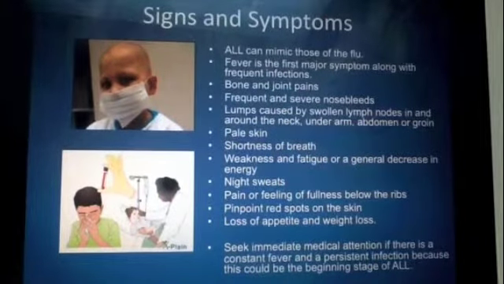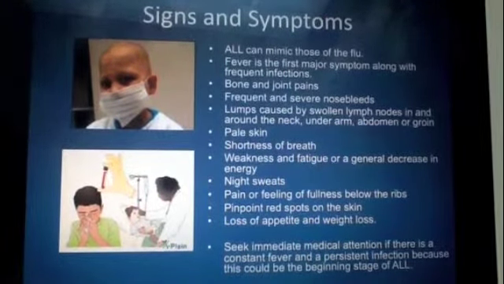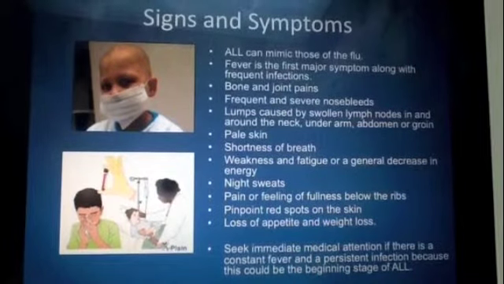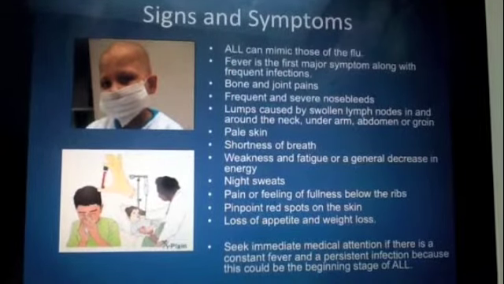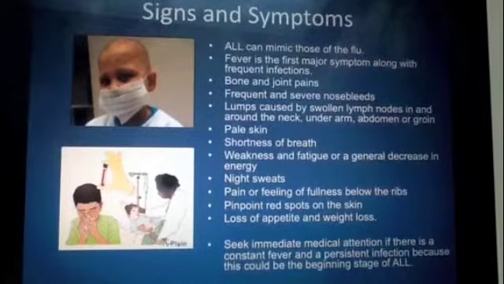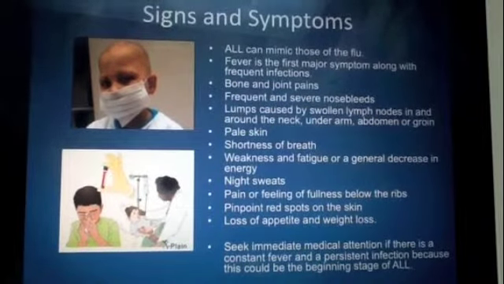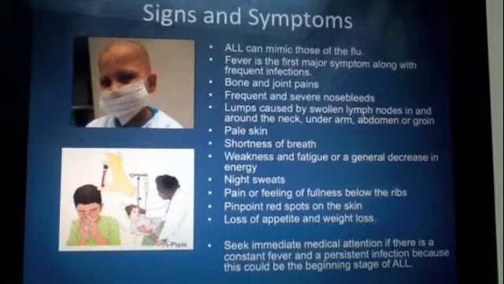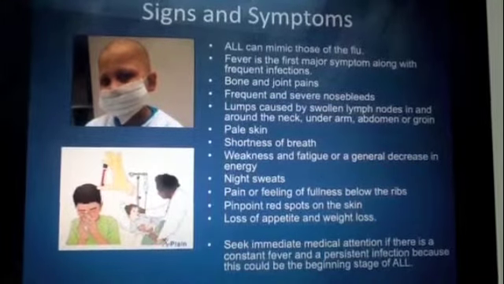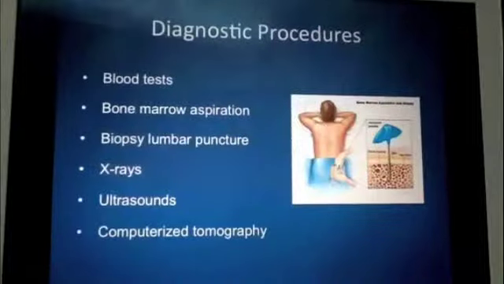lymph nodes in and around the neck, underarm, abdomen, or groin, paleness of skin, shortness of breath, weakness and fatigue or a general decrease in energy, night sweats, pain or feeling of fullness below the ribs, pinpoint red spots on the skin, and loss of appetite and weight loss.